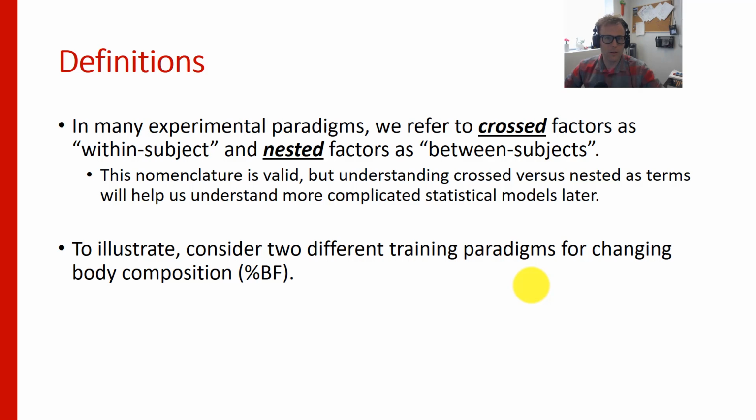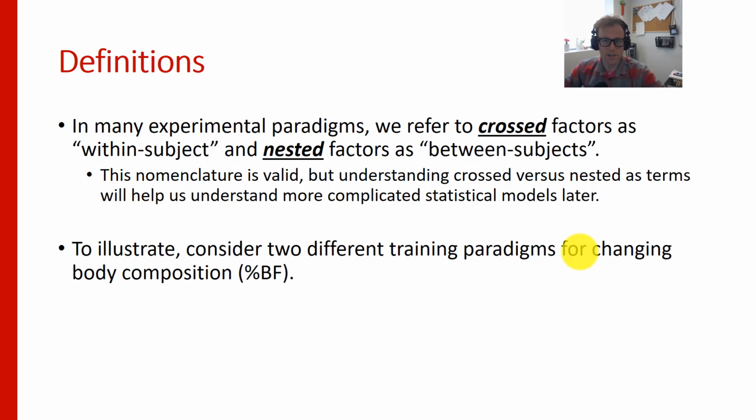Or you might even be looking within a person and say, well, a limb maybe is the level of analysis, and I'm interested in how the dominant limb fares separate from the non-dominant limb, right? And we can have lots of different types of designs where it's more useful to think about these things as crossed and nested than as within and between subject. To illustrate, however, let's consider two different training programs for changing body composition.